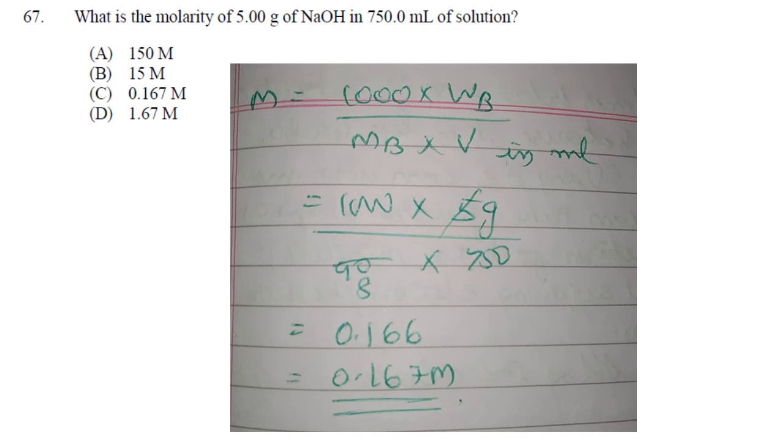Now coming to the next question. What is the molarity of 5 gram of NaOH in 750 ml of solution? So we have the formula for molarity, that is 1000 into Wb by Mb into V, where Wb is the mass of the NaOH, Mb is the molecular weight of NaOH, and V is the volume in ml. So 1000 into 5 divided by 40, that is the molecular mass of NaOH, into 750, you will get 0.1666. So you can approximate it to 0.167 molar.